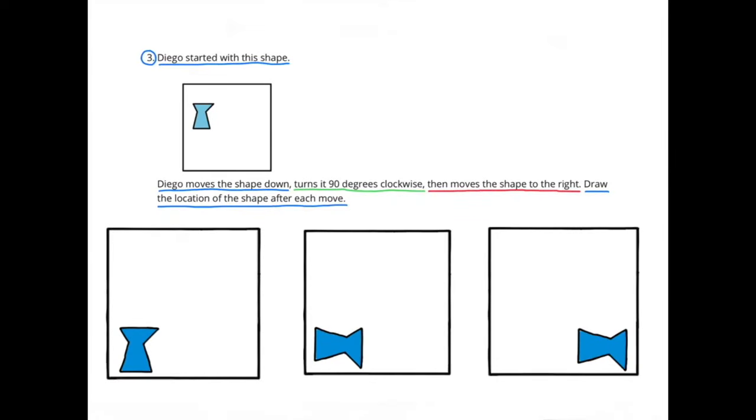Draw the location of the shape after each move. Here's a look at the location of the shape after each of the 3 moves.